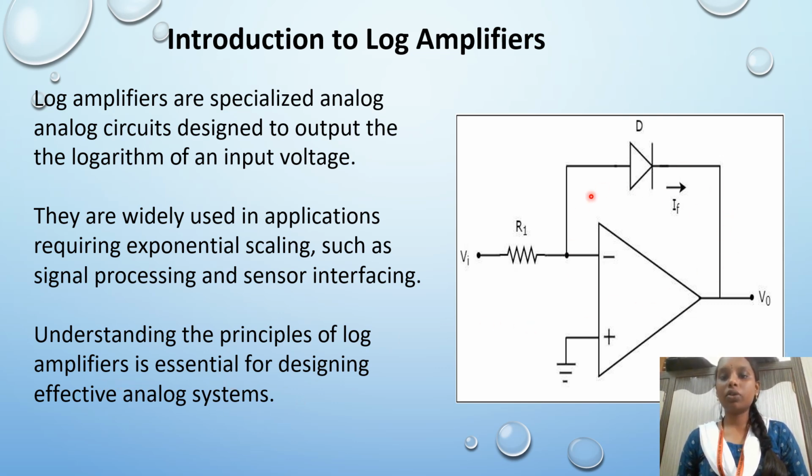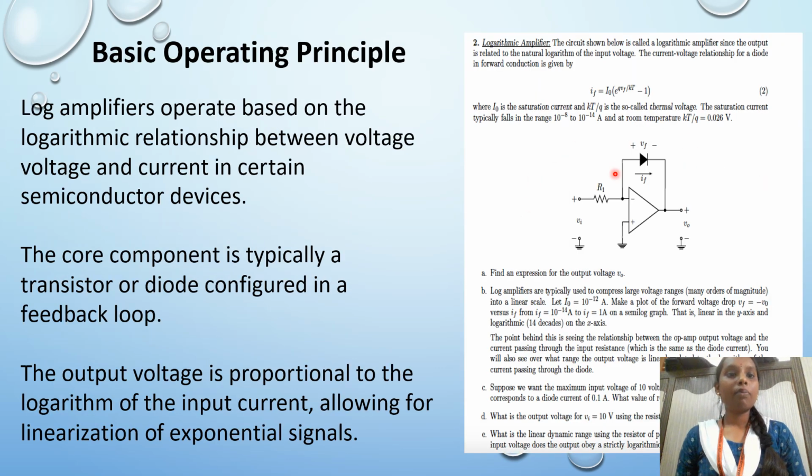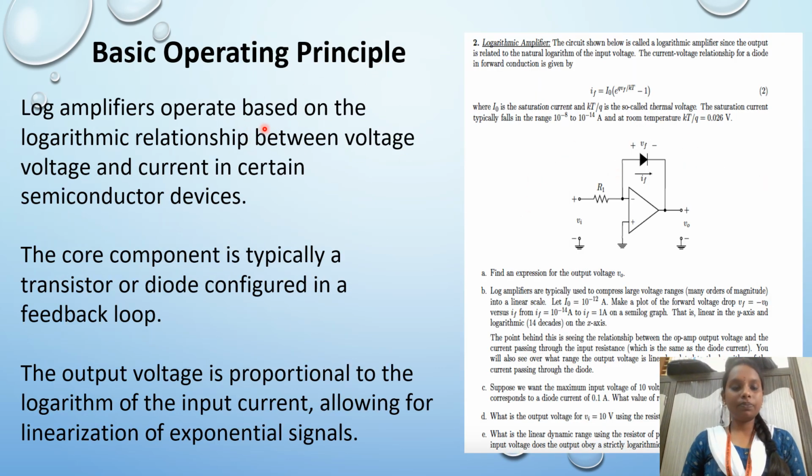Here is a circuit of the log amplifier. This is the non-inverting terminal. This is the inverting terminal. This is the diode fed from the output back to the inverting input. This is the feedback.